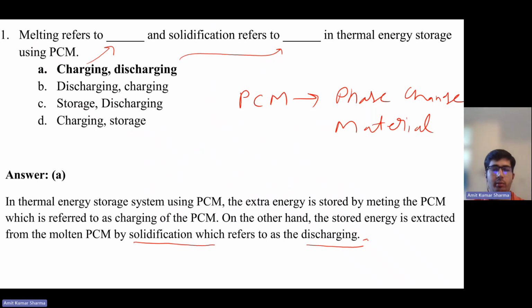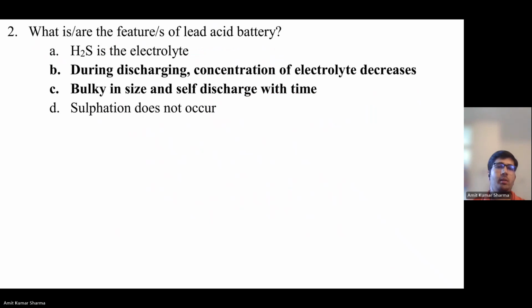Let's go to question number 2. What is and what are the features of lead acid battery? I think we have covered the lead acid battery. Option A is H2S, or hydrogen sulfide, is the electrolyte. Option B, during discharging, concentration of electrolyte decreases. Option C, bulky in size and self-discharge with time. Option D, sulfation does not occur. So go through all the options and let me know the answer. Take 2-3 minutes.